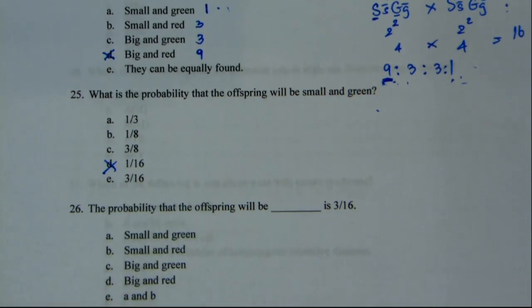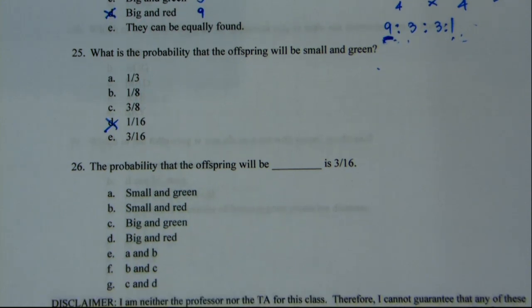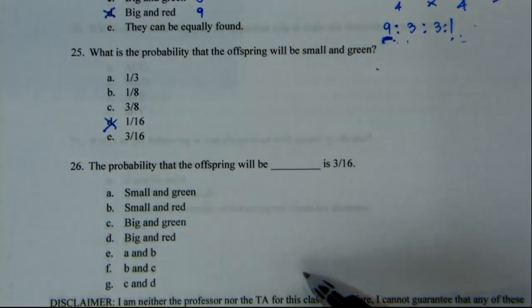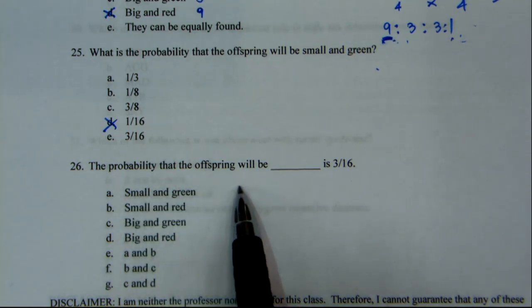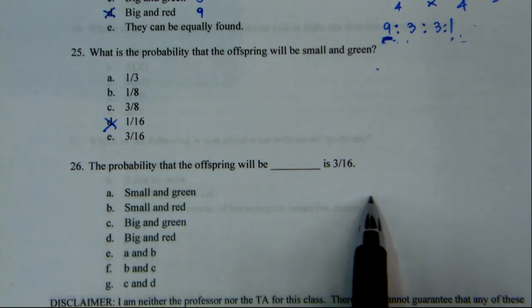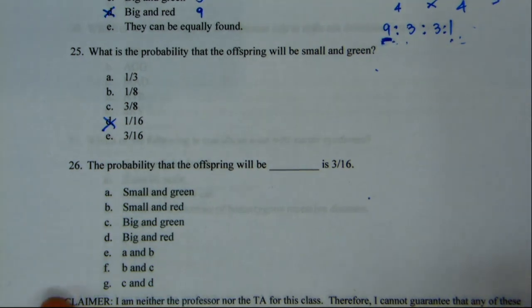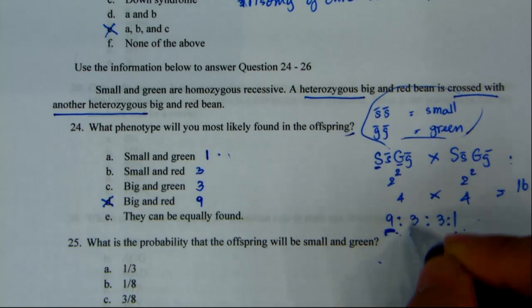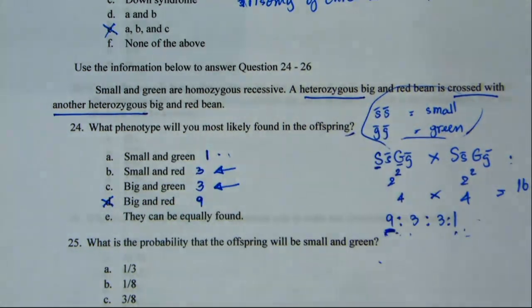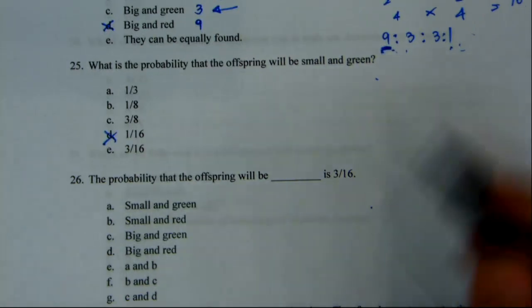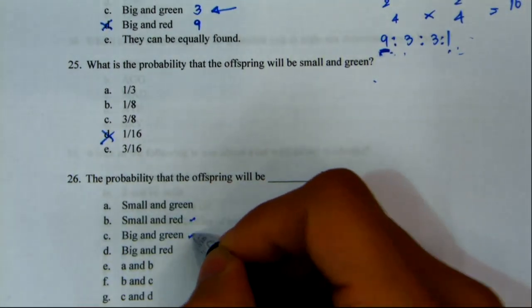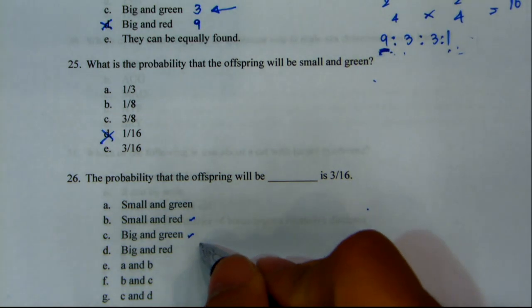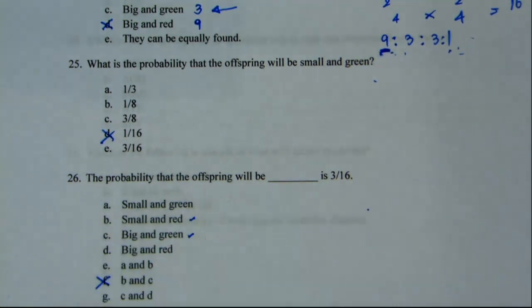The next one is also a simple one. Once we have that ratio, we can answer many questions. So the probability that the offspring will be 3/16. How many of them do we have with 3/16? We have this one and this one. So small red and big green. Small red and big green. So the answer to this is B and C. Okay. We have this.